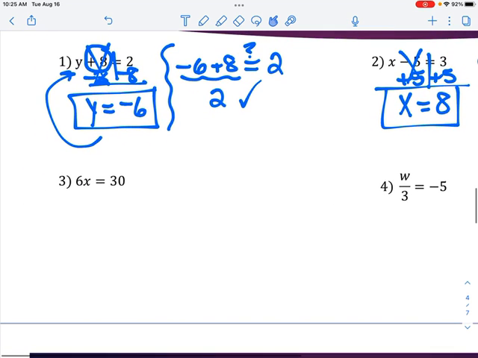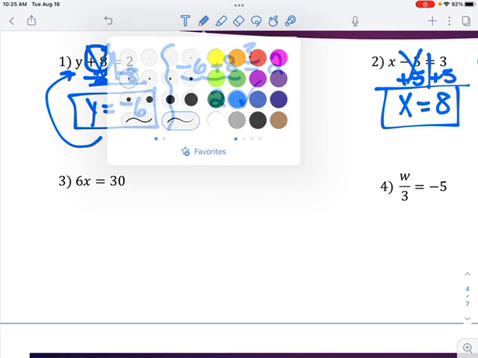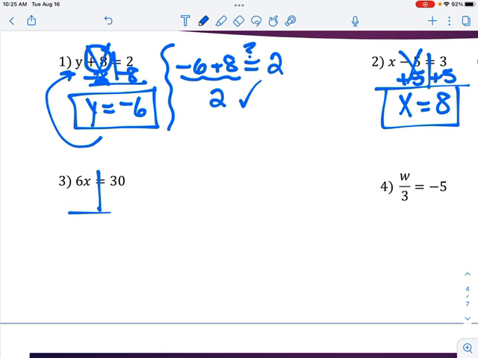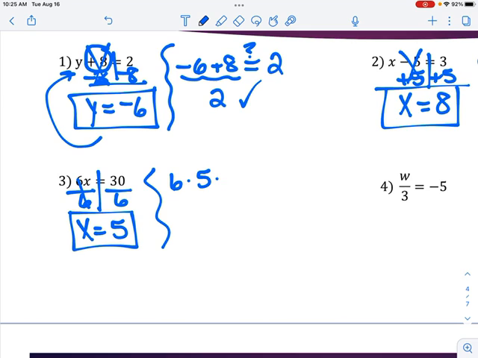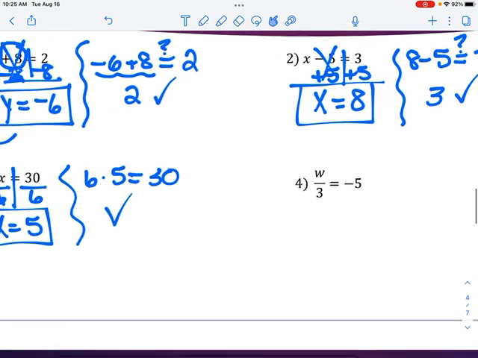Okay? Number 3 here, when we look at number 3, we'd start off, nothing we can simplify. So this one says 6 times x. We need to get rid of the 6. So since I'm multiplying, I'm going to divide. So when I divide, I would be left with x equals 5. Then at that point, to check it, we'd go 6 times 5. And indeed, that does equal 30, so that we know we did that one correct also.